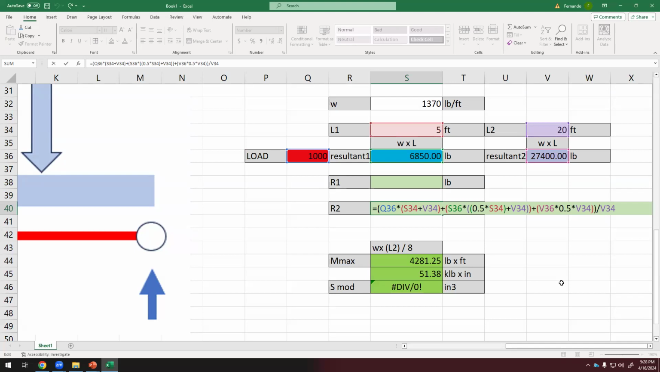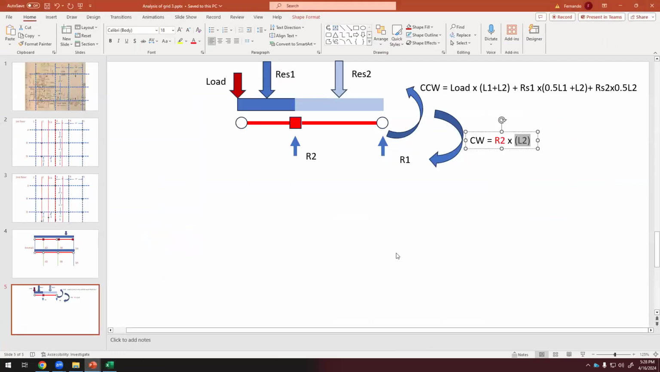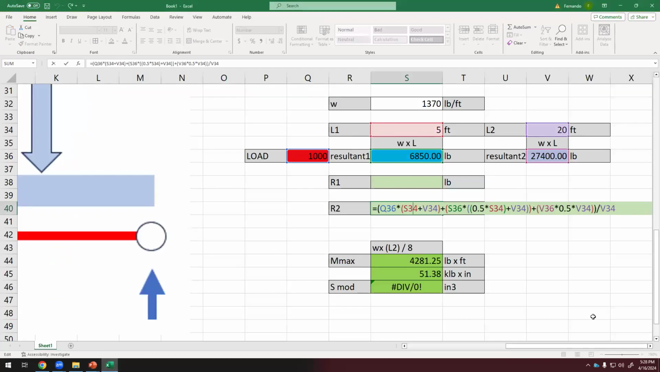No, because everything is done clockwise. The node is counterclockwise, sorry. The resultant one is counterclockwise. This R2 is clockwise. So that's why this equals this. So that's why I have R2 and I divide all these by L2. Okay. So take some time, try to copy this.